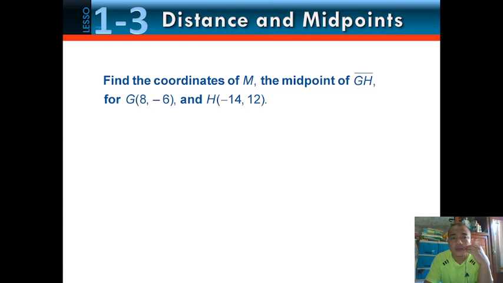Next, find the coordinates of M, the midpoint of GH for G (8, negative 6) and H (negative 14, 12). Can you do this in 10 seconds? Time's up. What's your answer? The answer is (negative 3, 3). How? 8 plus negative 14, negative 6 divided by 2, negative 3. Negative 6 plus 12 is 6 divided by 2, 3. (Negative 3, 3) is the midpoint.